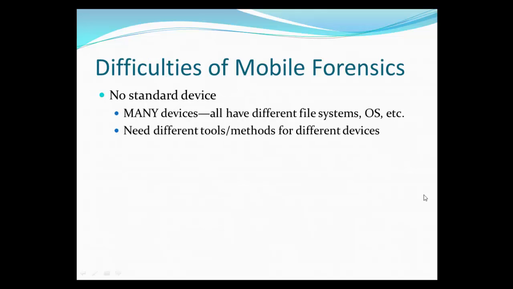Now I'm going to talk about the difficulties that come with digital mobile forensics. One of the big problems is that there's no standard device. There are many different cell phones on different operating systems, different file systems, different companies, and so digital forensic teams need different tools and have to perform different methods for each different device. So there's no standard, and that makes things more difficult for these teams.